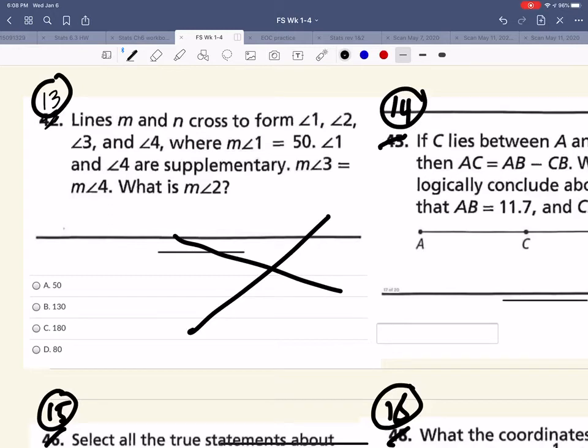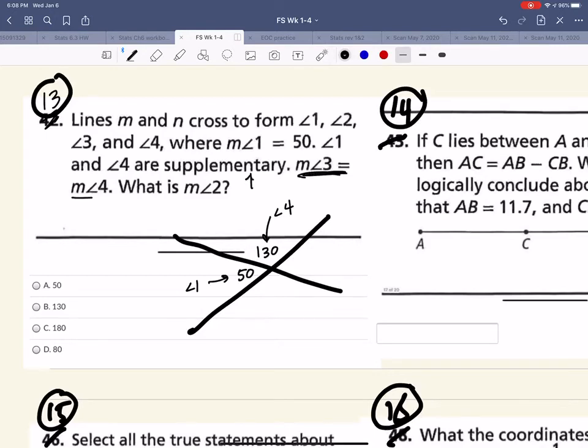and they form angles 1, 2, 3, and 4, where angle 1 is 50, so I'll call my acute one 50, and that's angle 1. And angle 1 and angle 4 are supplementary. So that would mean I could pick the one on top or bottom and call that one angle 4. Supplementary means adds up to 180.